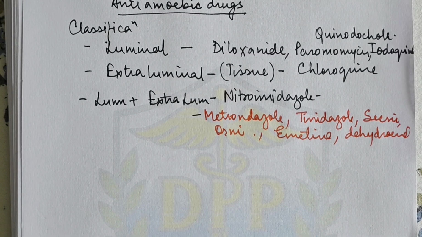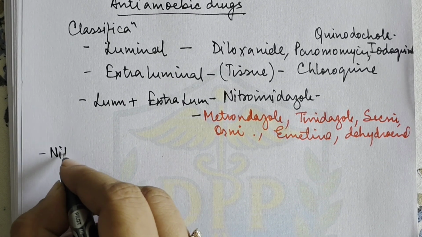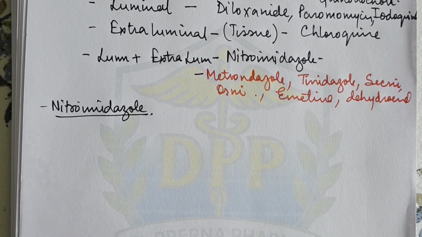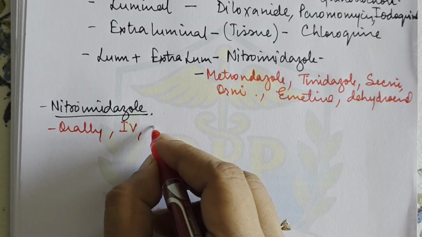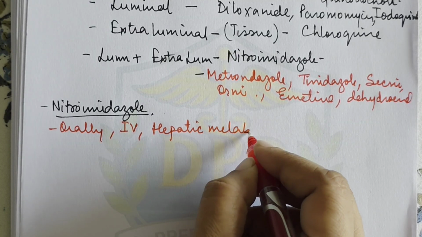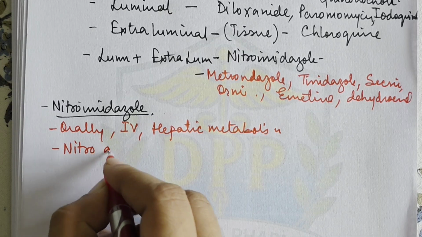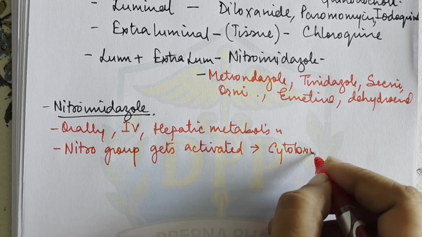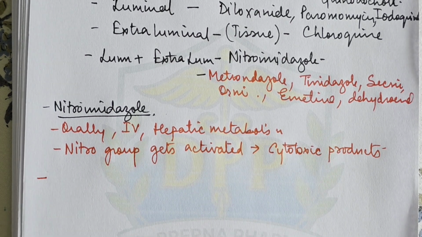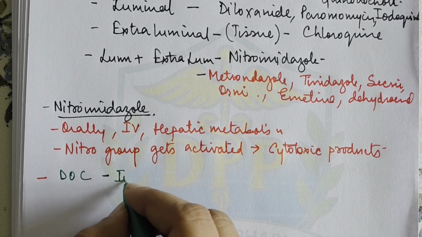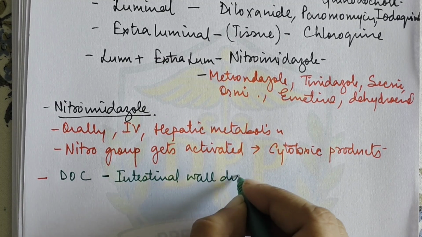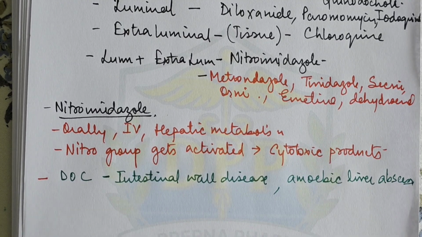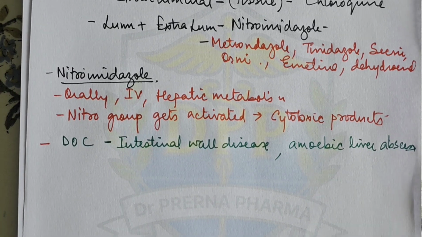Right. So the most important category in this chapter is basically the nitroimidazoles. So let's take them first. Nitroimidazoles. In this we have metronidazole, tinidazole, secnidazole, ornidazole. Now these drugs are effective orally as well as IV. They are eliminated by hepatic metabolism, and the nitro group gets activated to produce cytotoxic products that damage the DNA. Then important thing, this is the drug of choice for intestinal wall disease and amoebic liver abscess. Okay.